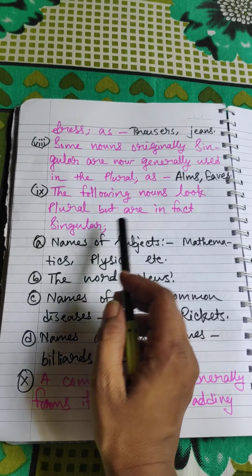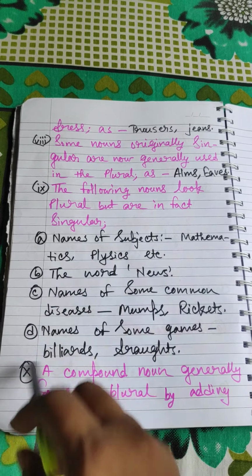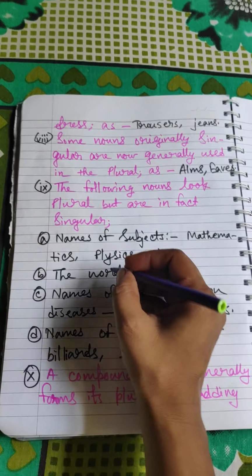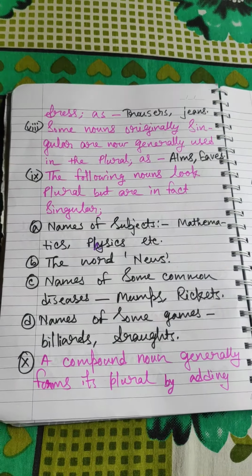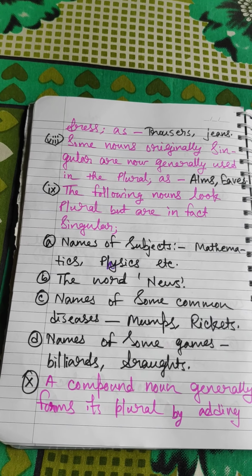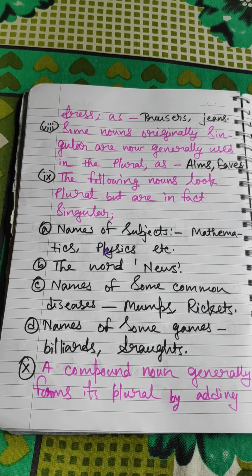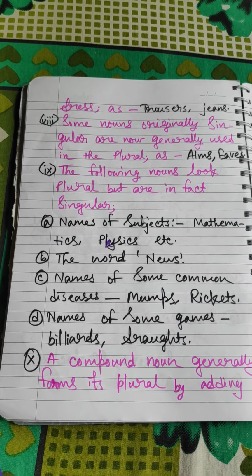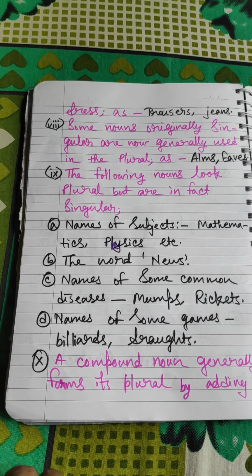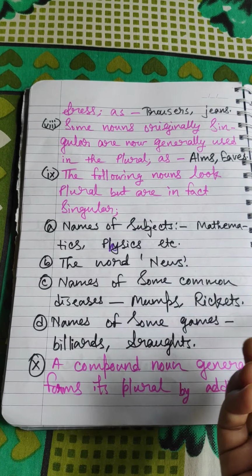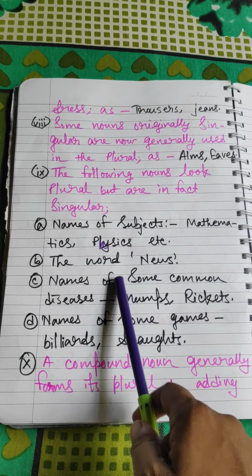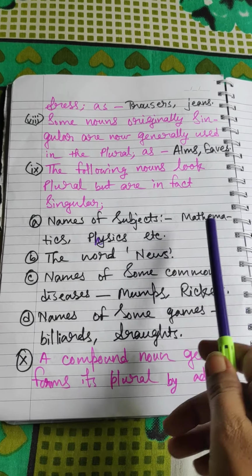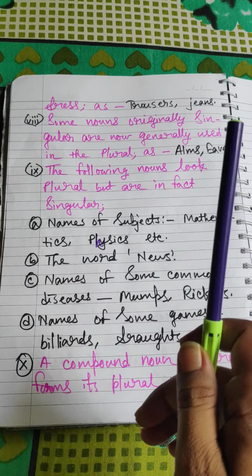The following nouns look plural but are in fact singular. Like the subjects mathematics, physics. It looks like the subject physics is a plural form, but no, it's a singular number. Mathematics same thing, physics same thing. It looks like that as there is an s in the end, so you can think that mathematics, physics or electronics are plural forms, but actually these nouns look plural but in fact they are singular. The word news, same thing. You may think that with s in the end it's a plural form, but no, it is actually in the singular form. News is a singular word.